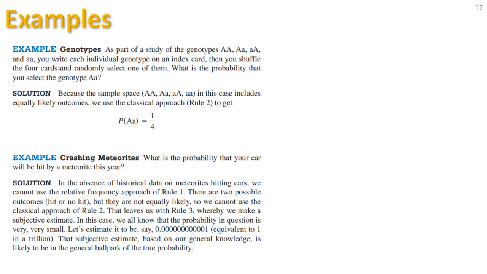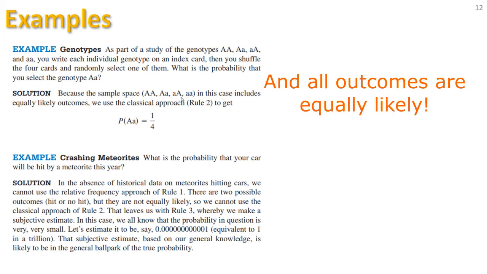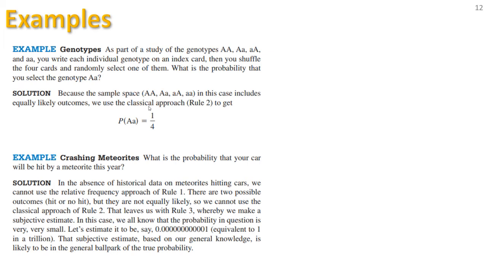In this example, you're told that as part of a study of the genotypes, and the 4 genotypes are listed here, you write each individual genotype on an index card, then you shuffle the 4 cards and randomly select one of them. What is the probability that you select this one? Well, here we can use the classical approach. The sample space consists of these 4 elements, and the event has only one element in it, and that's this one here. And so the answer then is 1/4.